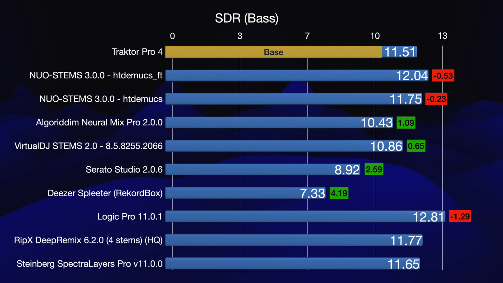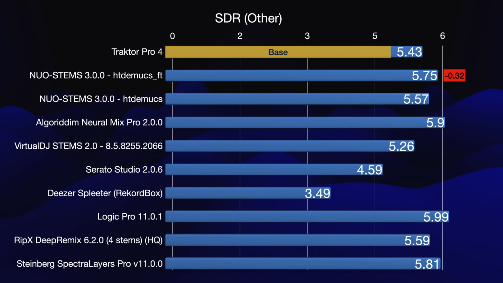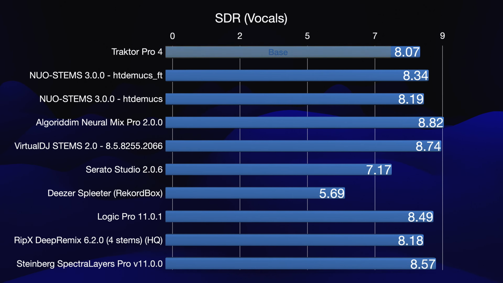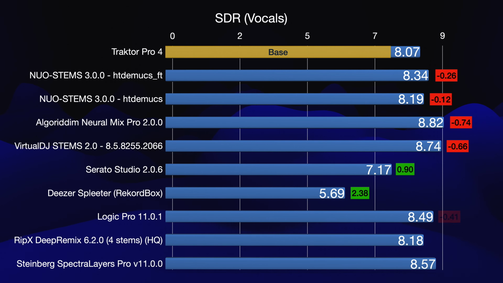The other stem is the most challenging for all the programs. And that's where Traktor again falls behind NeoStems. But in this case, Algorithm DJ Pro also comes out on top. Virtual DJ, Serato, and Rekordbox all have worse results. Finally, the vocal stem. That's where Traktor seems to perform the worst. NeoStems, Algorithm DJ Pro, and Virtual DJ all produce higher SDR scores. Serato and Rekordbox come short of Traktor.